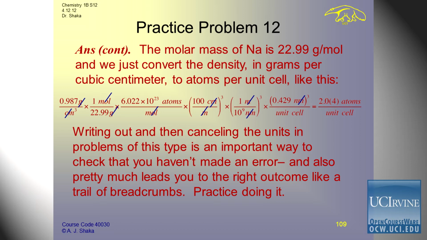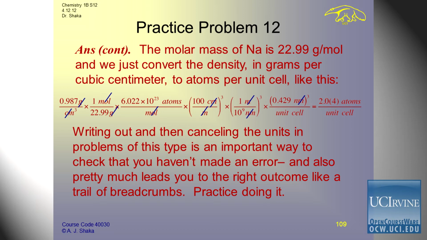I may start, if I don't know exactly how to do the problem or I'm a beginner, I may start wrong. But the units are still going to lead me to the answer. I start with 0.987 grams per cubic centimeter. I want to know how many moles there are per gram. So I convert to moles by using the molar mass. And then I want to know how many atoms. I use Avogadro's number, and I convert to atoms.